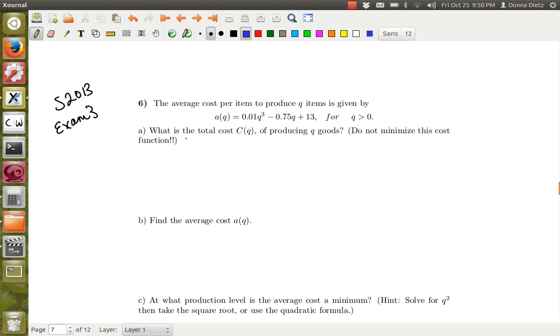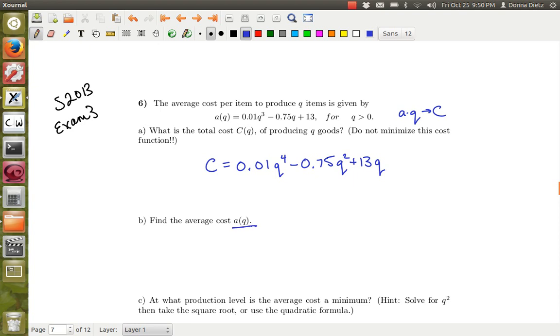Okay, so what is the total cost of producing Q goods? So the point is, this is like the whole granddaddy problem, except that you start with average cost and then you move to total cost instead of the other way around. So for total cost, you just hike up the exponent because you're multiplying the A times Q to give you C. Okay? Do not minimize this cost function. It's a warning because it's obnoxious, and so don't try.